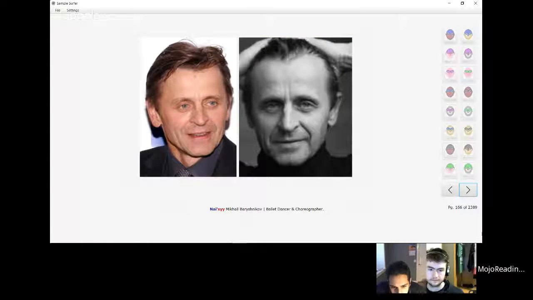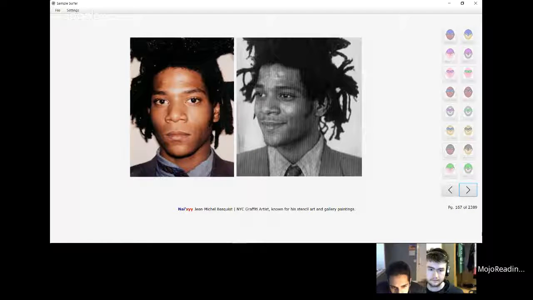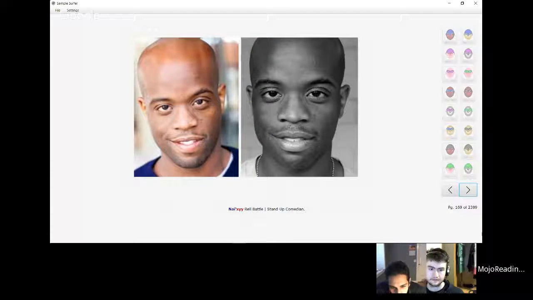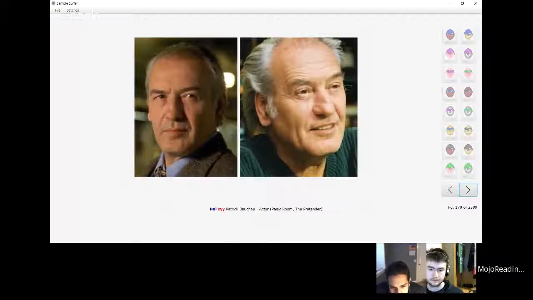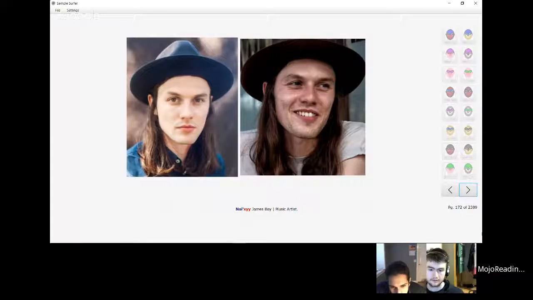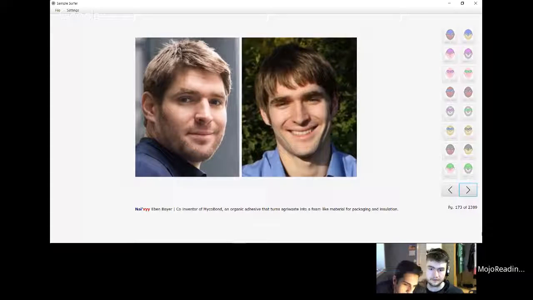Naiji Mikhail Baryshnikov. Naiji Jean-Michel Basquiat. He looks so much like Kid Cudi. Yeah. Naiji Allen Bates. Naiji Rail Battle. Naiji Patrick Bushaw. Naiji Noah Baumbach. Naiji James Bay. Naiji Eben Bayer.